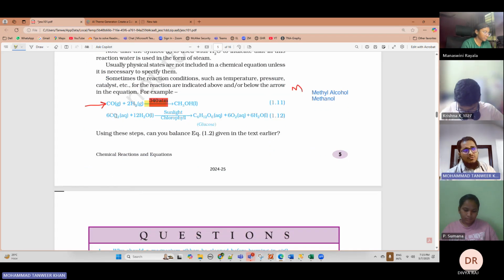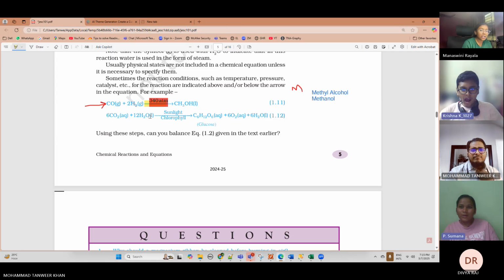Here CO2 is carbon dioxide, in aqueous form. And H2O, this is L. L means liquid, liquid form, right? And here, what are we using? We are using sunlight and chlorophyll.